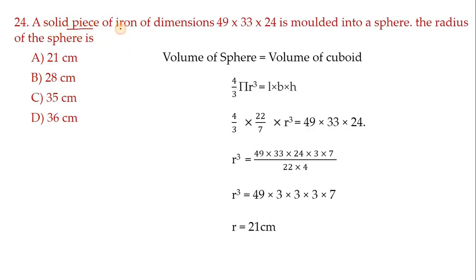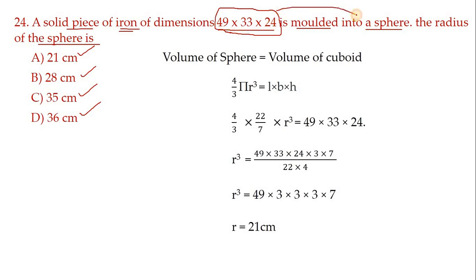A solid piece of iron of dimension 49 into 33 into 24 is molded into a sphere. The radius of the sphere is 21, 28, 35 and 36. So here try to understand: the solid piece of iron with these dimensions given means it is in cuboid form. So cuboid we are converting into sphere. So what could be the radius of the sphere we wanted to find? So conversion of cuboid to sphere is taking place.